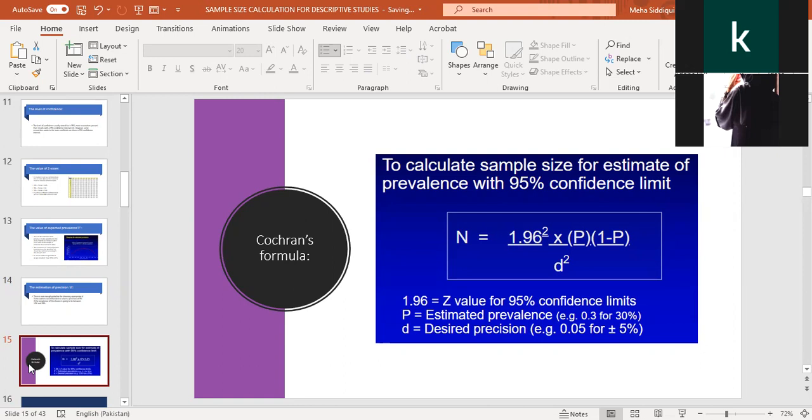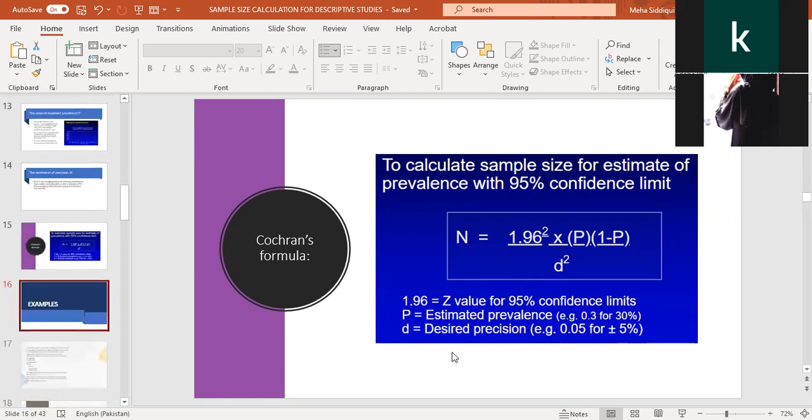This is called Cauchy's formula. Here the value of Z is 1.96, that is at 95% confidence limit. P is estimated prevalence. If it is in percentage, then we convert it into decimals, and D is desired precision, that is 0.05 for plus minus 5%.